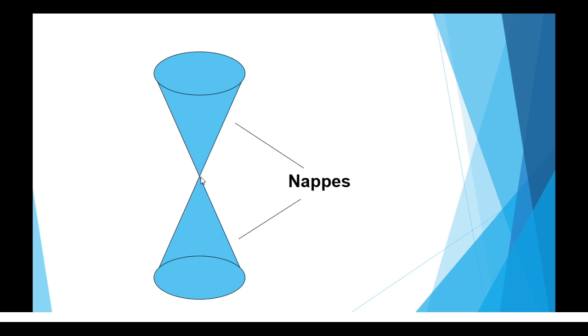This fixed point is called the vertex. The line L which was fixed is called the axis, and the rotating line is called the generator. These two are called nappes. So we get two nappes. Basically, it is a cone. We get a double right circular cone. I hope this concept is clear so far.